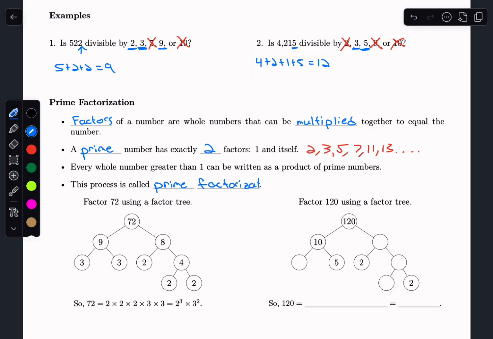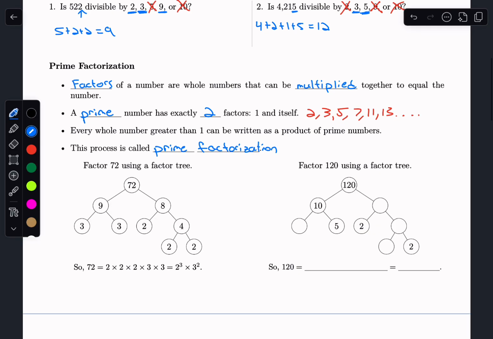And we are going to use this for quite a few things in this course. In this lesson, we'll find greatest common factors and least common multiples. And in the future, we'll use prime factorization to help us simplify and better understand fractions. Okay, so right here, we have what are called factor trees. So one I already have completed for us, and then the other one we're going to complete together. So the first one says to factor 72 using a factor tree.